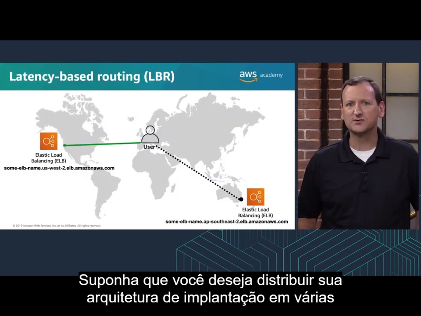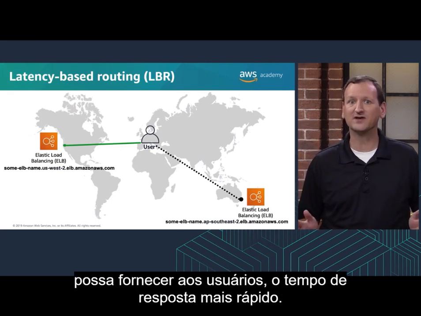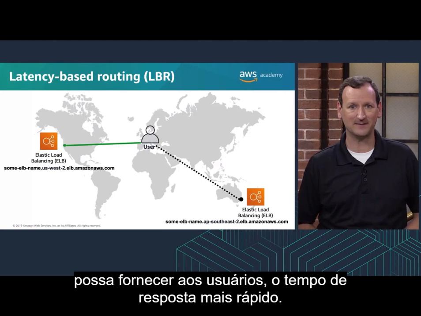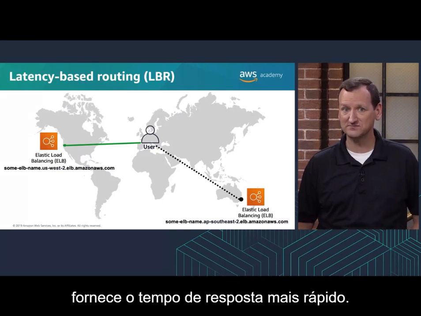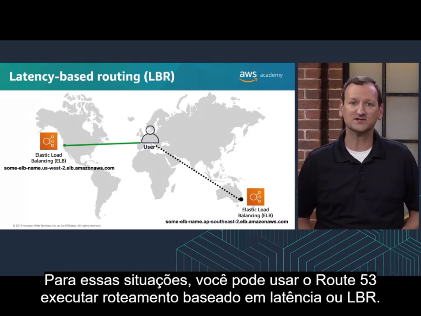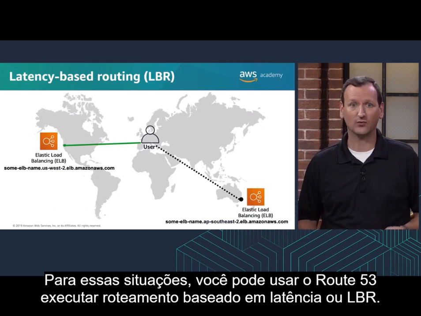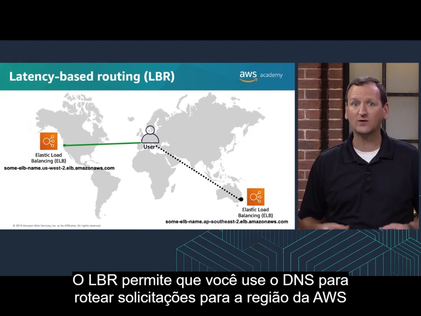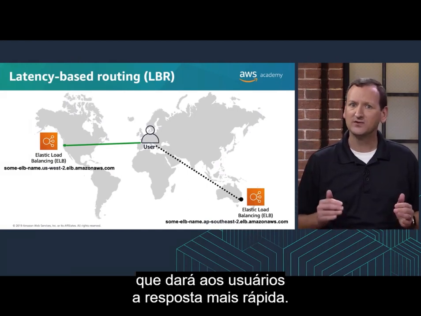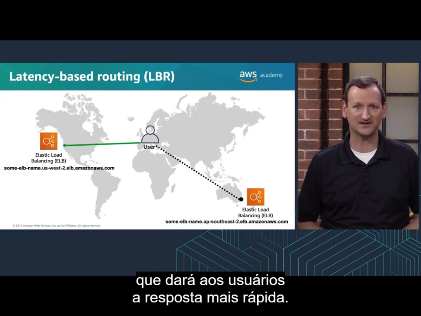Assume that you want to distribute your deployment architecture across several regions around the world so you can provide users with the fastest response time. Often, but not always, the region that's geographically closest to the user will give the fastest response time. For these situations, you can use Route 53 to perform latency-based routing, or LBR. And LBR enables you to use DNS to route requests to the AWS region that will give your users the fastest response.